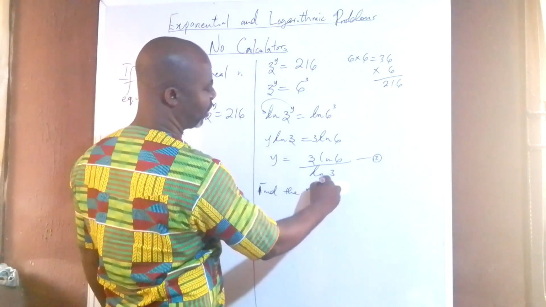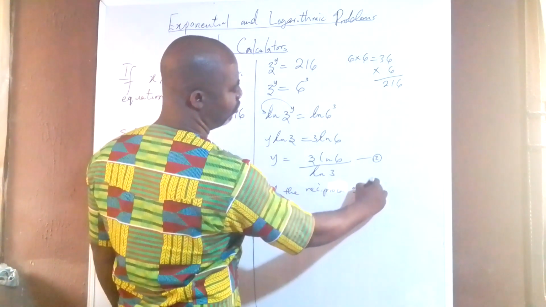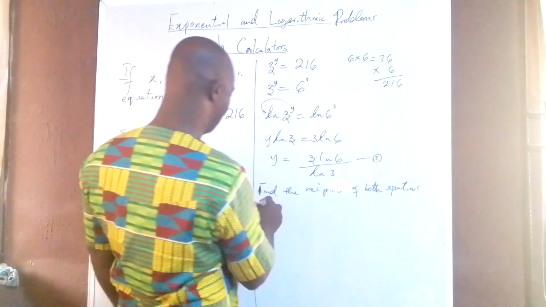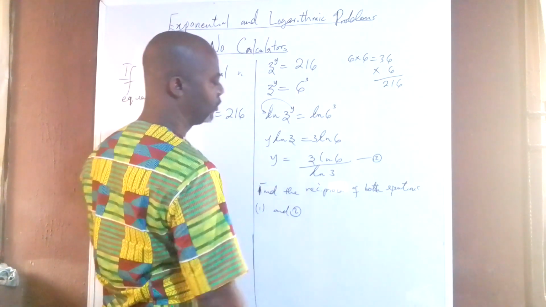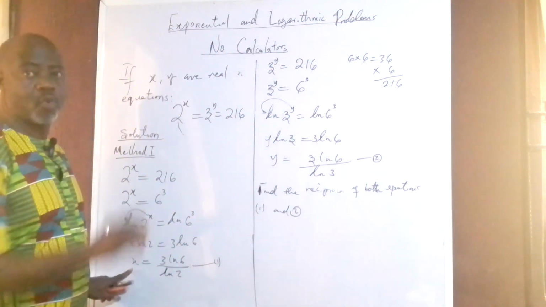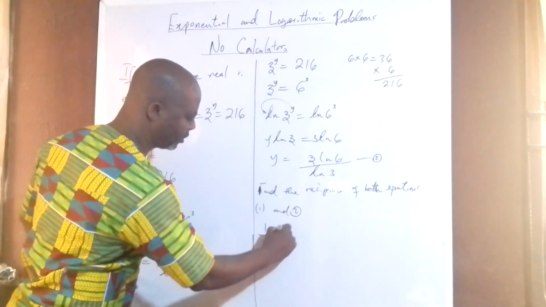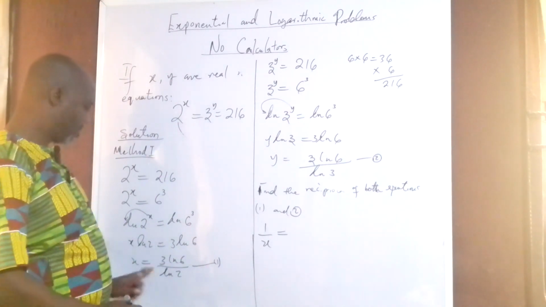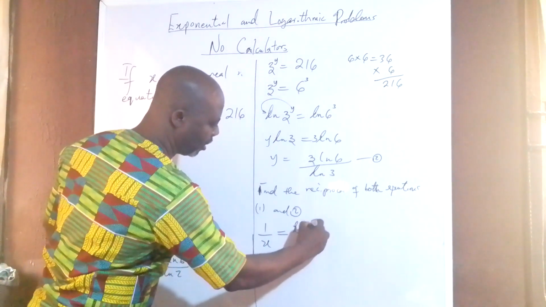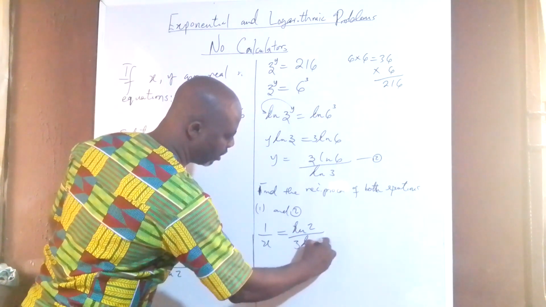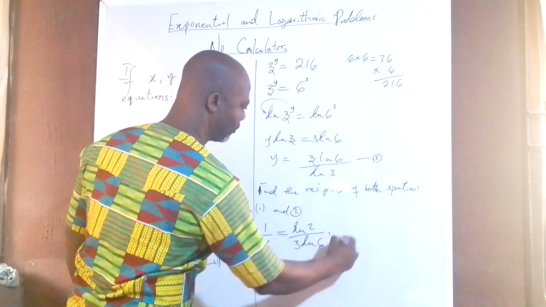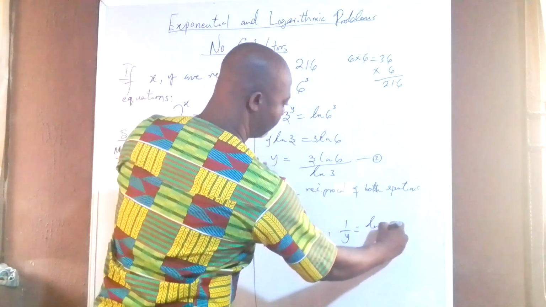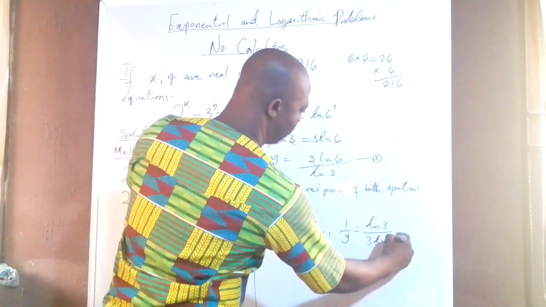Find the reciprocal of both equations 1 and 2. So the reciprocal of equation 1 will be 1 over x. And if x is 3 ln 6 over ln 2, then 1 over x will be ln 2 over 3 ln 6. The same way, 1 over y will give us ln 3 over 3 ln 6.